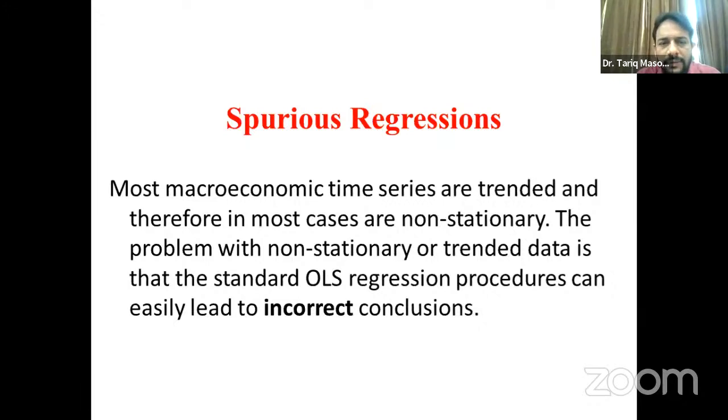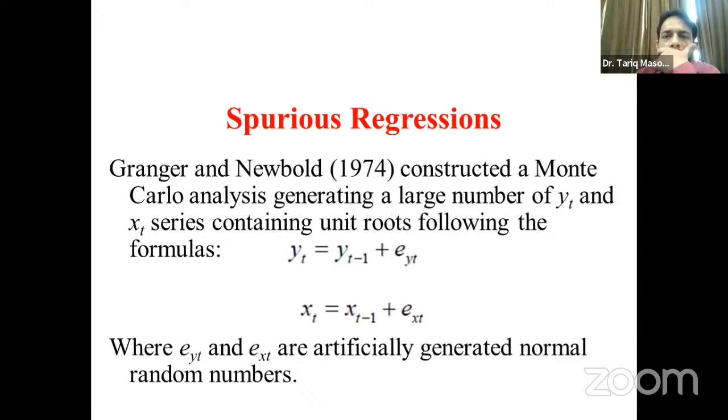The problem with non-stationary or trended data is that a standard OLS regression procedure can easily lead to incorrect conclusions. Now, this was a Monte Carlo experiment. Monte Carlo experiment means that we generate some hypothetical data. We can create a hypothetical condition, and then with the help of software, we can generate hypothetical data with predefined properties, and we can test a number of things by using that data.